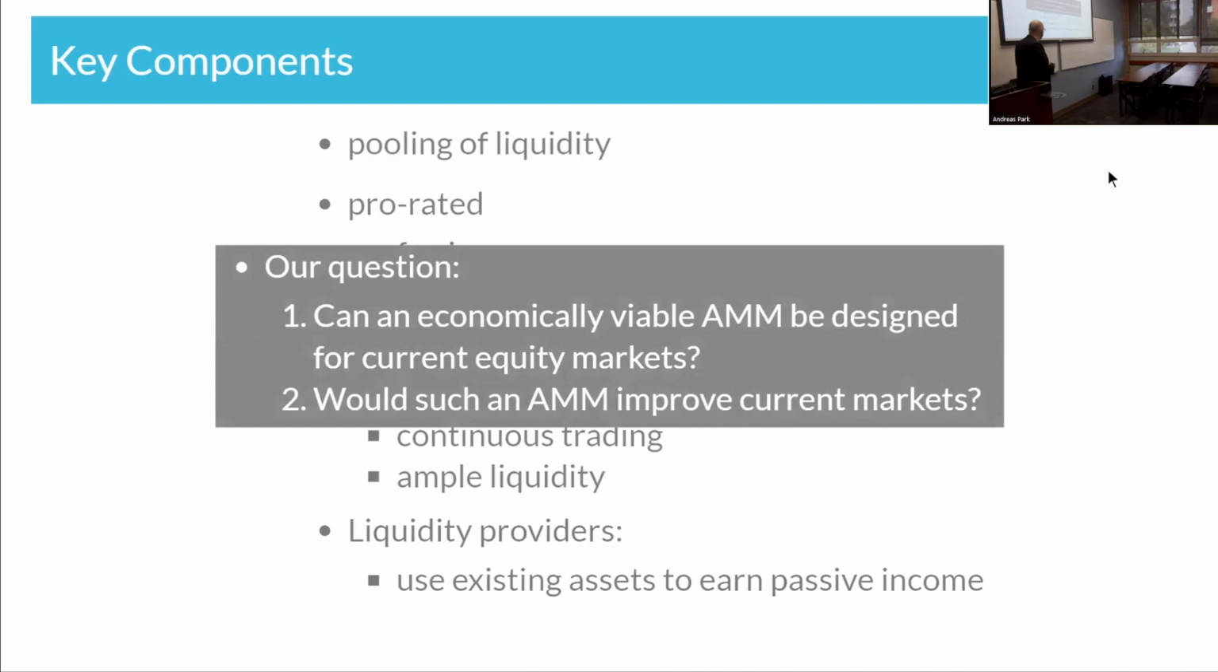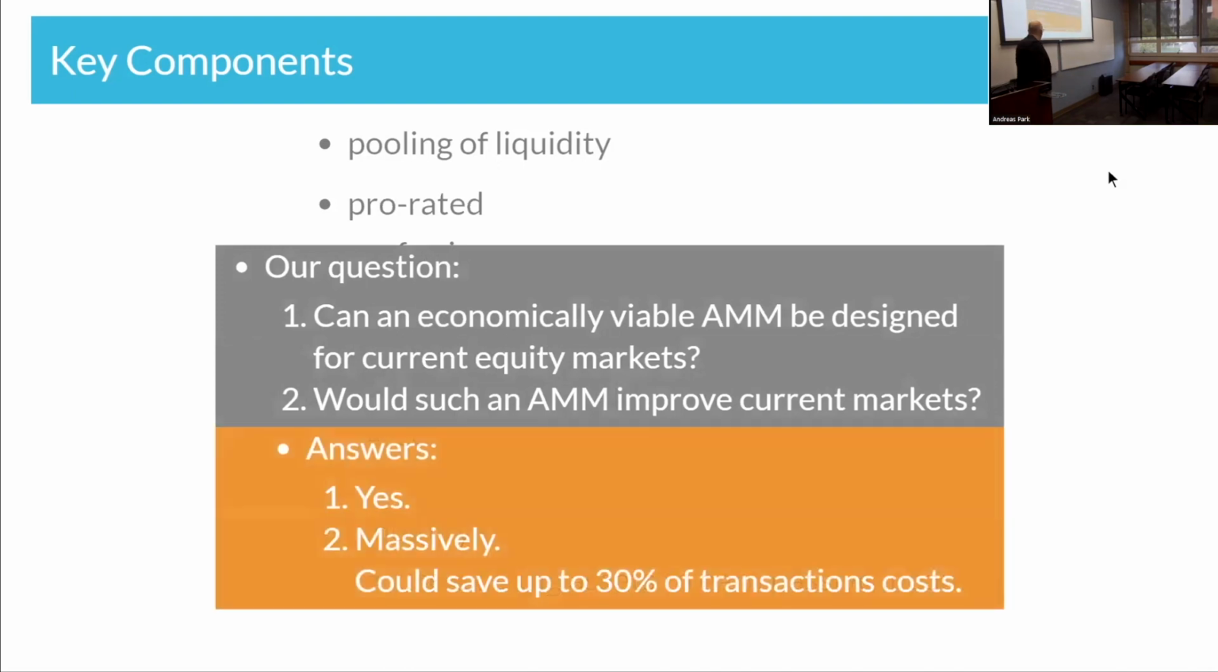And so then the question is, would that actually lead to any kind of improvement? So the answer that we have is, yes, you can do it, and you can actually improve it massively. When you look at current data, across the board, across all kinds of assets, you usually can save up to 30% of transaction costs. You tell me if you find this credible, but it's a massive amount if it's possible.